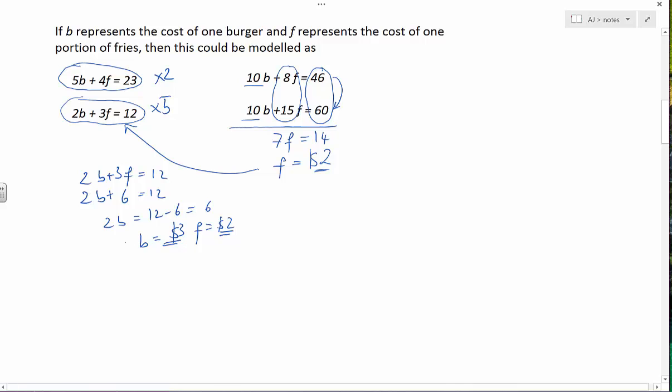It's always good to check with the other equation that that still holds true. So if a burger is 3, then 5 burgers would be $15. And if fries are 2, then 4 fries would equal $8, and certainly 15 plus 8 does indeed equal 23. So the solution to this system is that burgers are $3 and fries are $2.